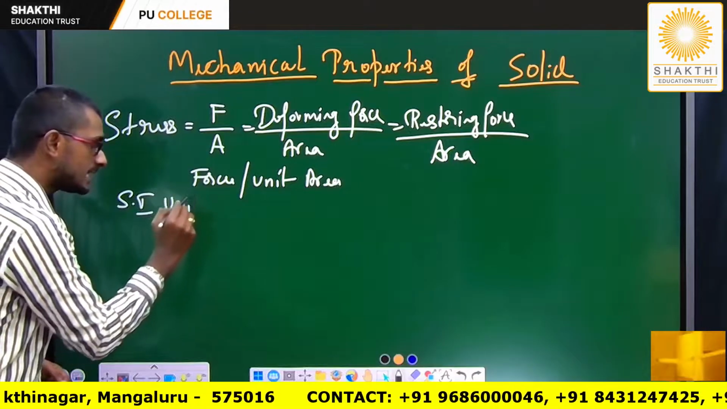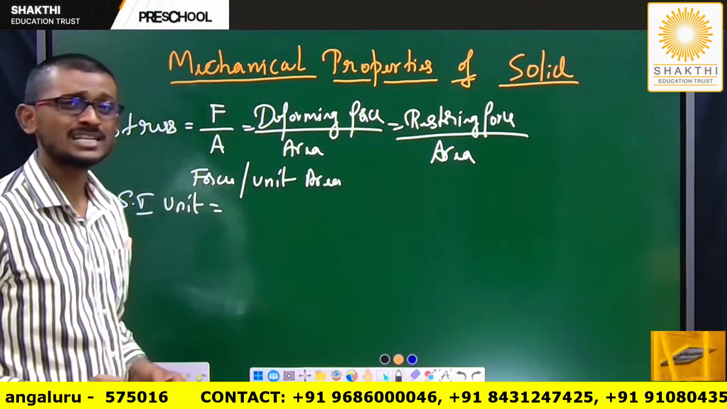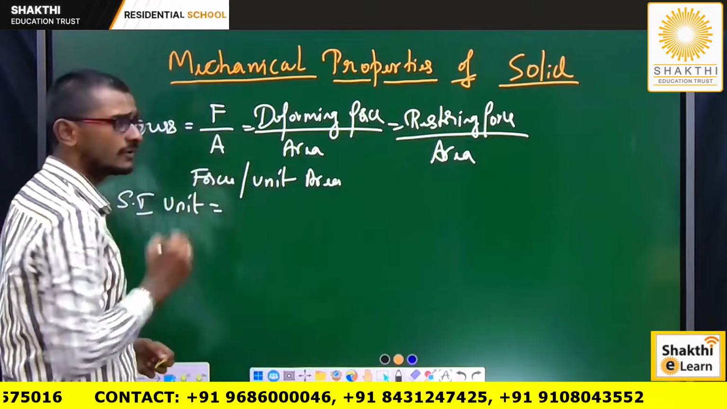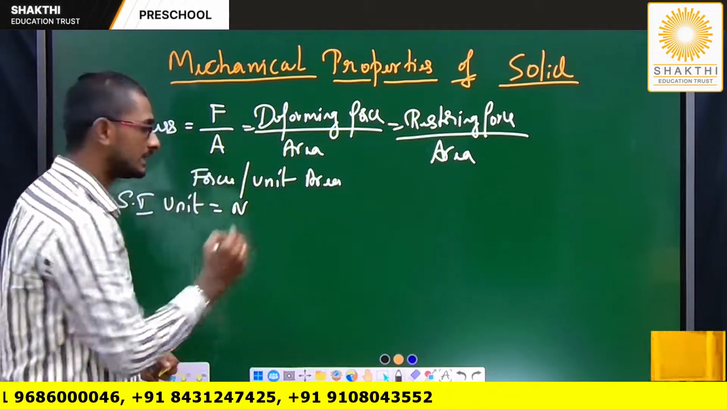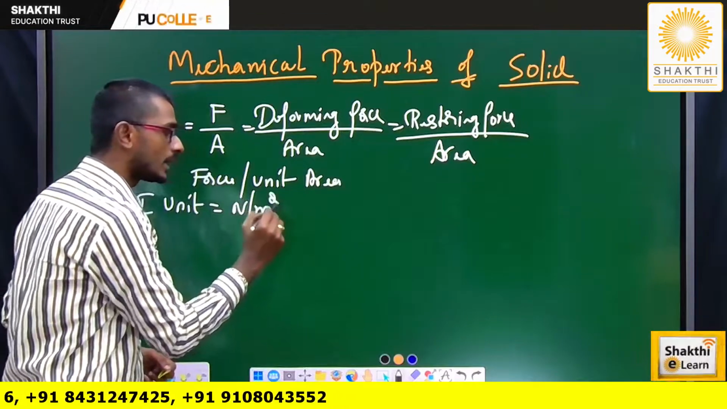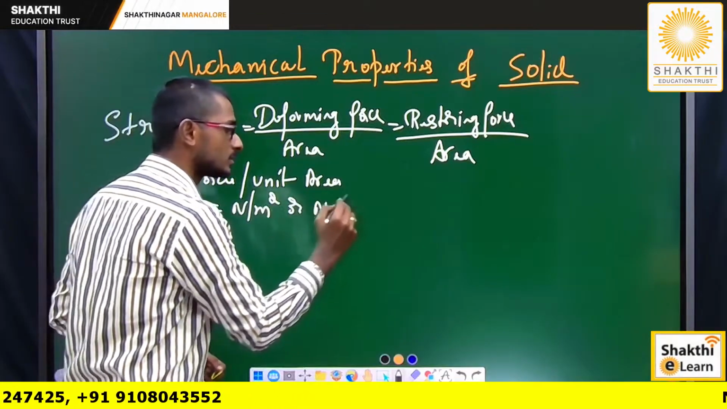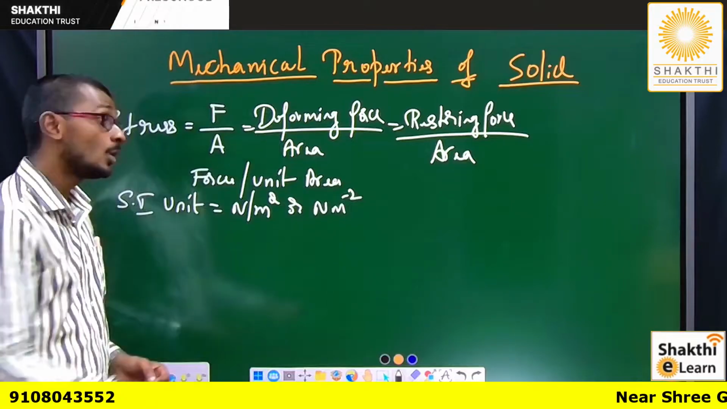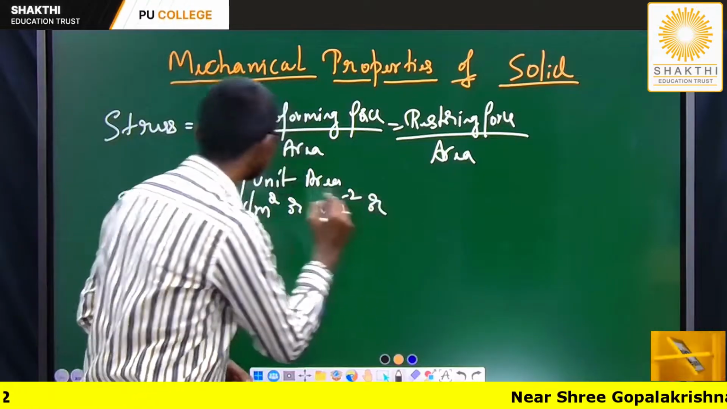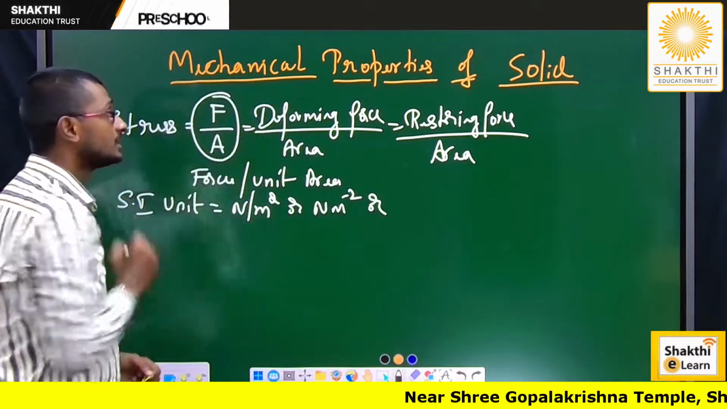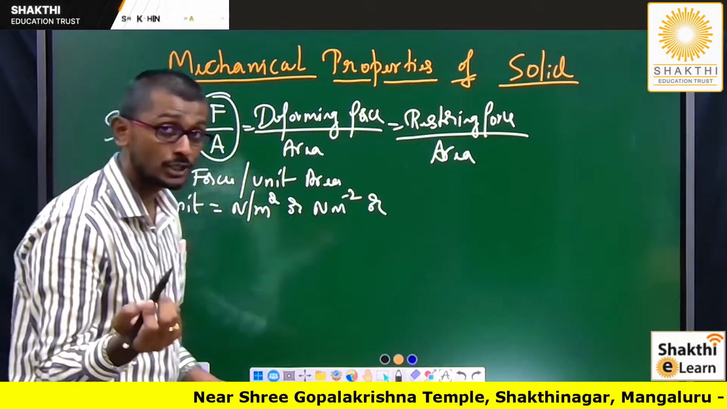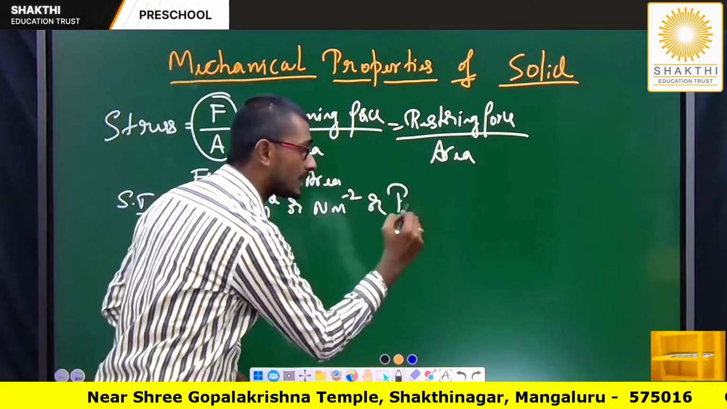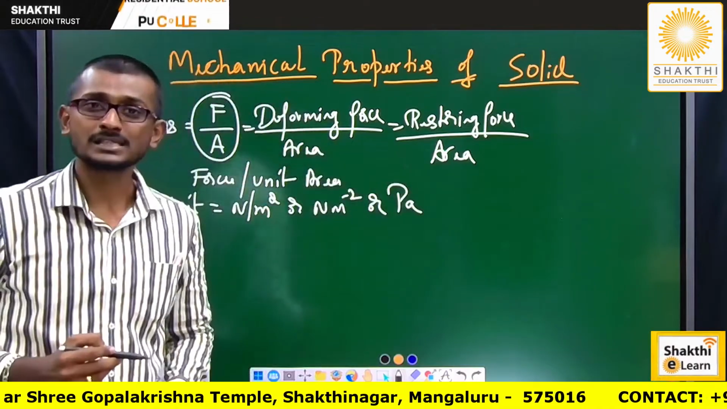Now, can you tell me the SI unit of this? Can you just guess the SI unit? Yes, the SI unit is very easy, correct? What's the SI unit of force? The force is Newton. What's the SI unit of area? That will be meter square, so Newton per meter square. We can write it like this also. Force by area is like a pressure also. What's the SI unit of pressure? Yes, that is Pascal. We can write it as Pascal also.